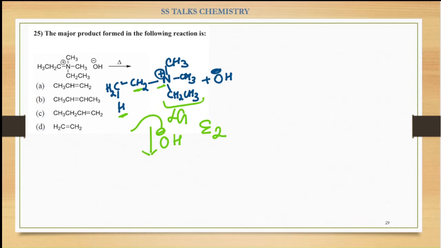So this OH negative will come and abstract this proton from here. This electron density will be shifted, and this bond is going to break. That means the leaving group will be leaving from the medium. So we will be getting the formation of CH2 double bond CH2. This alkene is going to be the final product of the reaction. So the correct option to this particular question is option D, where the ethene molecule has been formed. This is the correct answer to this question.